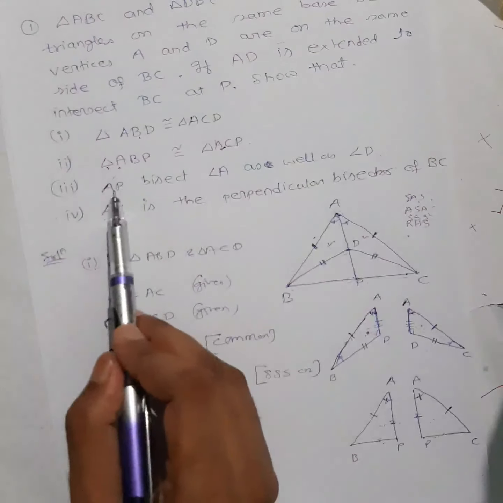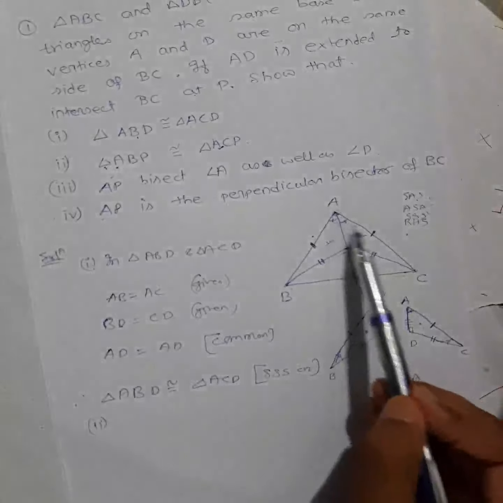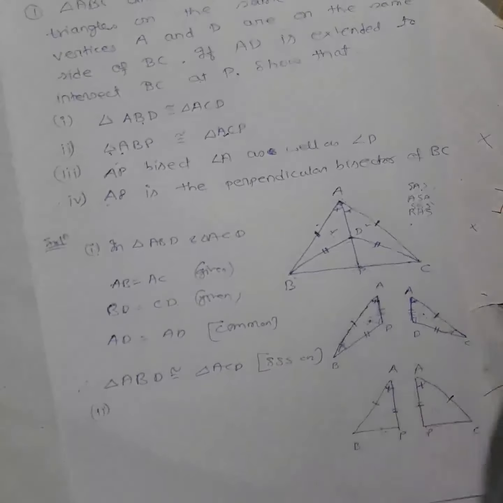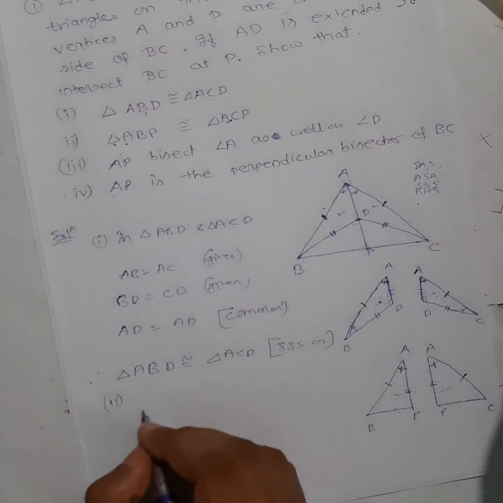Or question number 3: AP bisects angle A. Show that AP bisects angle A. Already you have shown it. You just have to write this, okay? As well as angle D. Okay, angle D we will show anyway. First let's finish number 2. So these two triangles, easily I can say these are congruent, right?